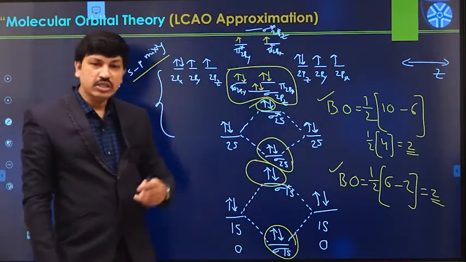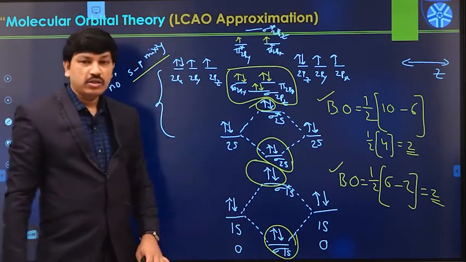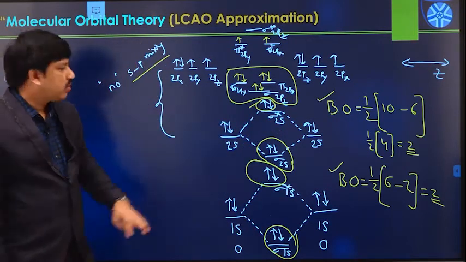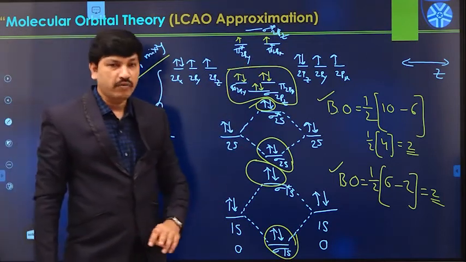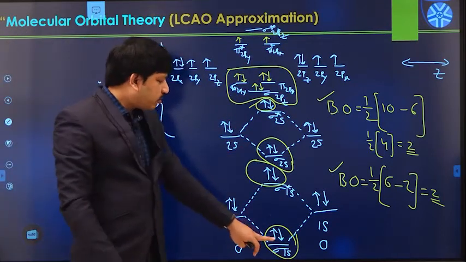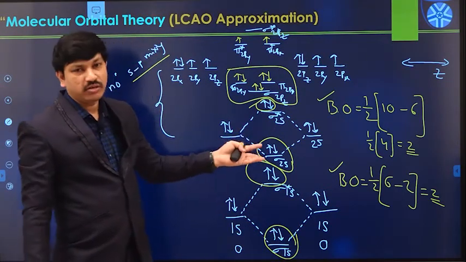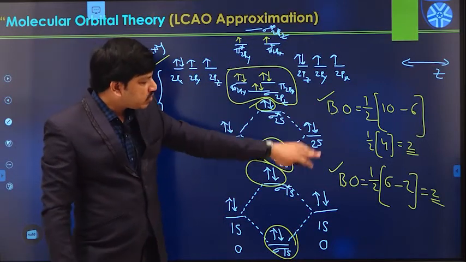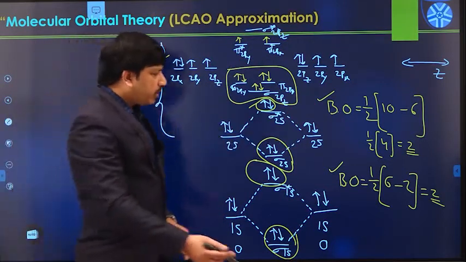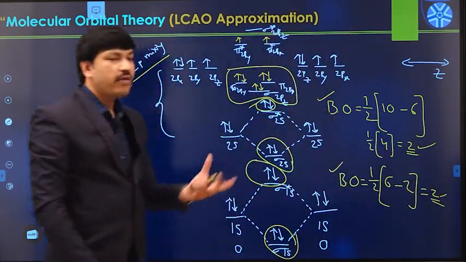One way is to count all the bonding electrons and all the antibonding electrons, or just use only the outer shell. We can calculate the corresponding bond order value either way, because on the inner side we have both bonding as well as antibonding electrons, and they cancel each other. So like this we can calculate the bond order value. But in both cases, what is the bond order value? 2 only.